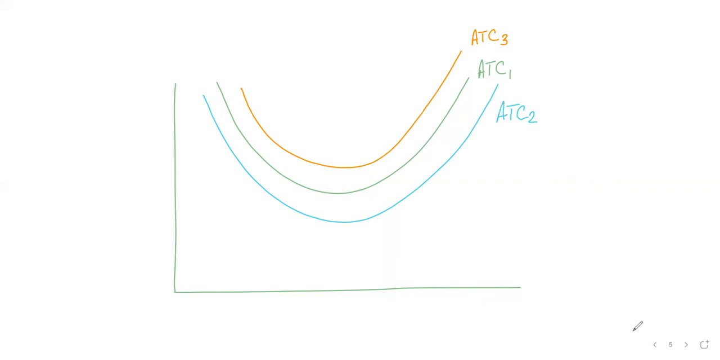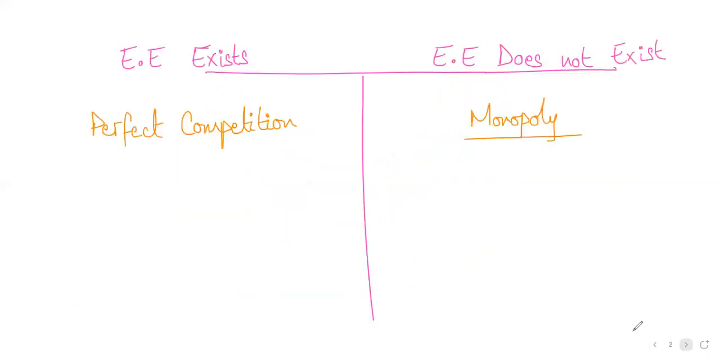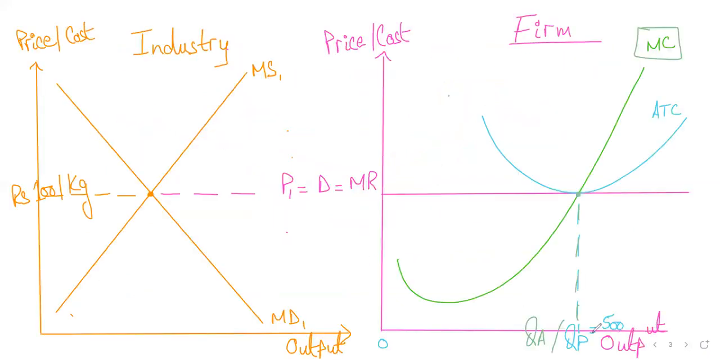Now think about this. How do we know if the firm in perfect competition is allocatively efficient? We have already seen that it is, because the point of profit maximization and the point of allocative efficiency are the same. But we haven't proved yet that this firm is also productively efficient. By looking at this graph, we can tell that this firm is also productively efficient. Why? Because here comes the tricky part.